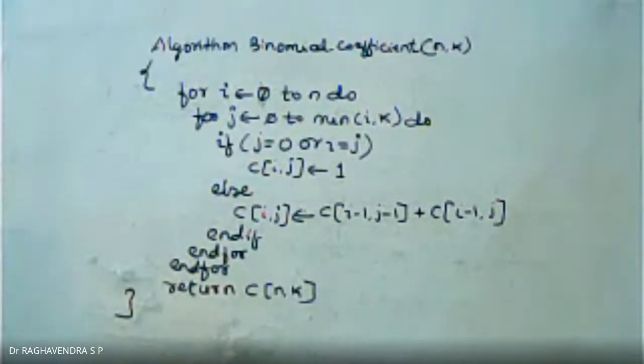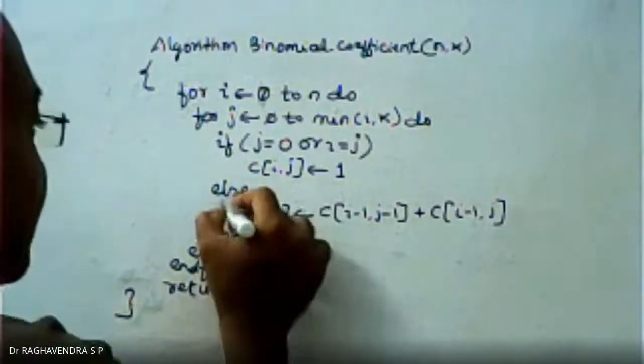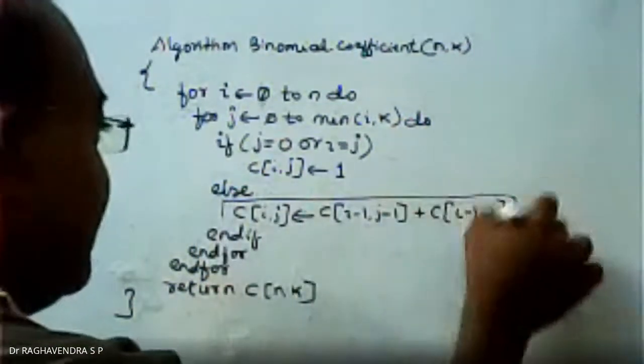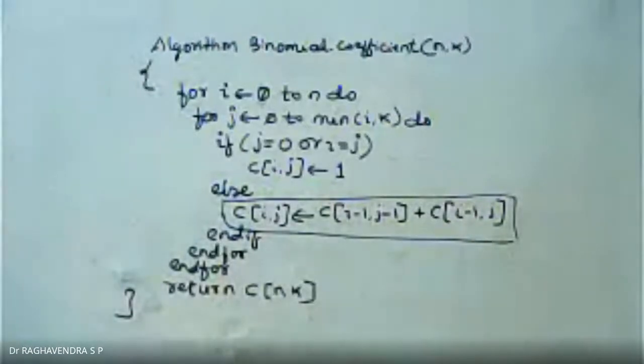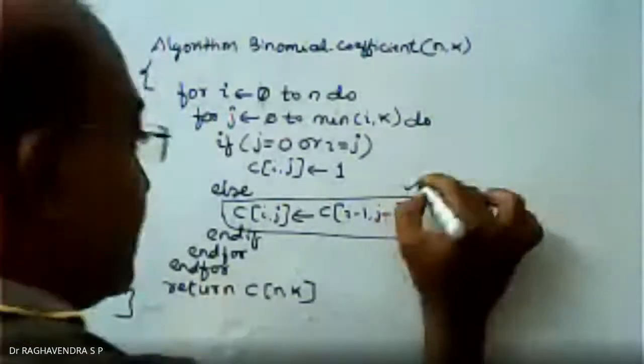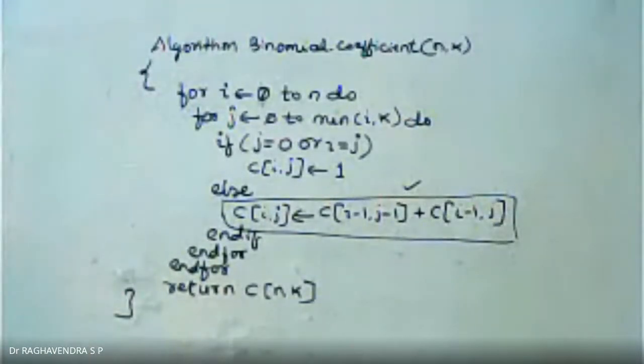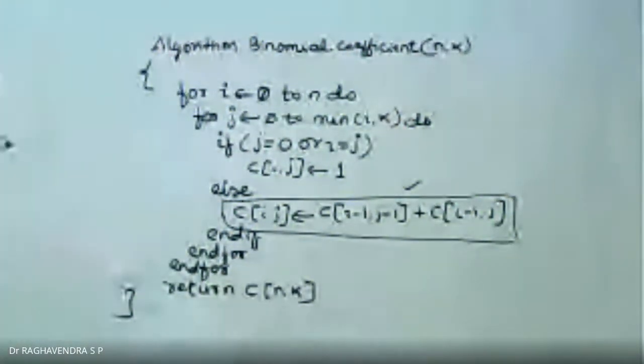So which one? C of i comma j equals c of i minus 1 comma j minus 1 plus c of i minus 1 comma j. This is the basic operation. Will you agree? Yes, sir. 100% you are right. Now I am going to rub this so that we can perform the analysis part. Shall I rub this? Yes, sir.